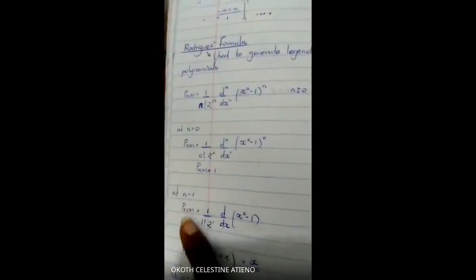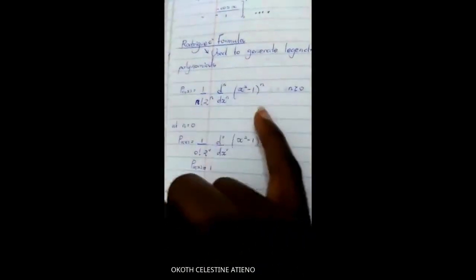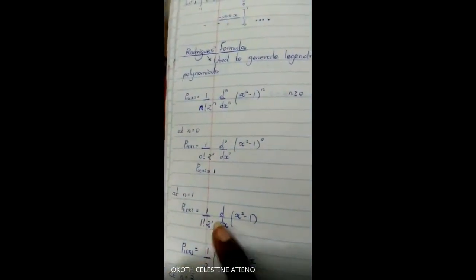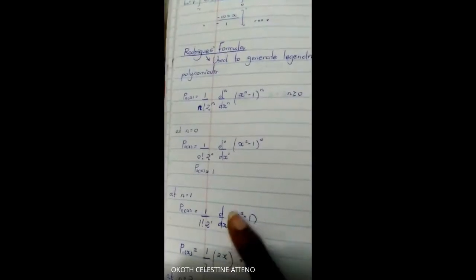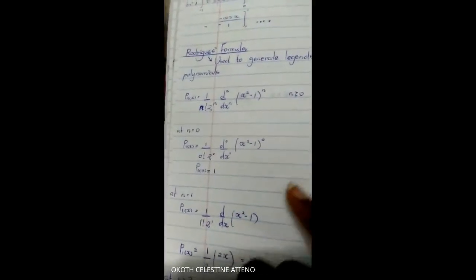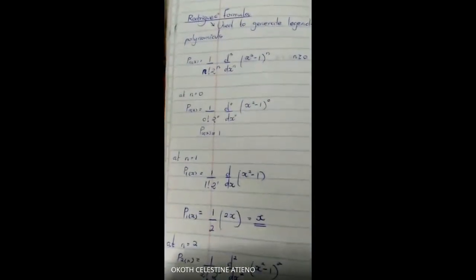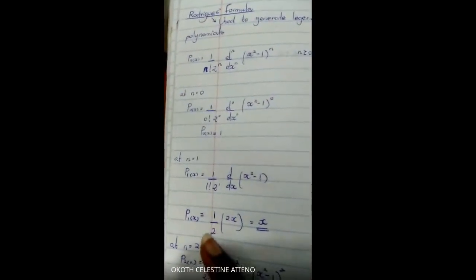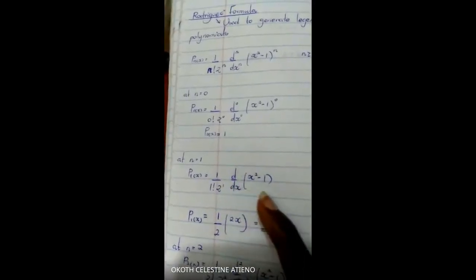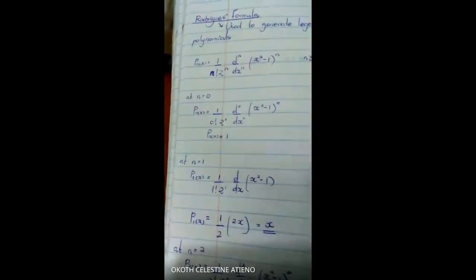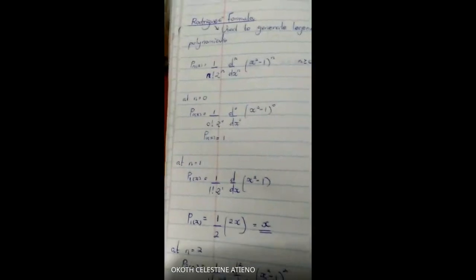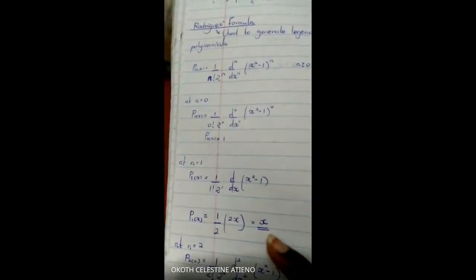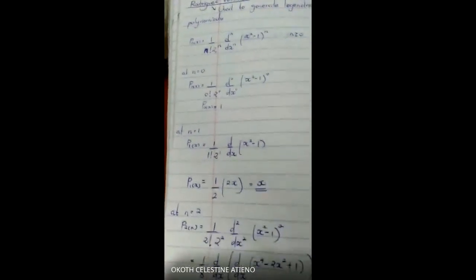So again, at n is equal to 1, you'll just come and substitute in this formula. So you'll find 1 factorial, 2 raised to power 1, d raised to power 1, dx raised to power 1, and this raised to power 1. So after you do that, 1 factorial is 1 times 2 is 2. If I differentiate here, I have 2x. So I'll have these two cancelling. So I have P1 of x is x. So that is normally how we find that.